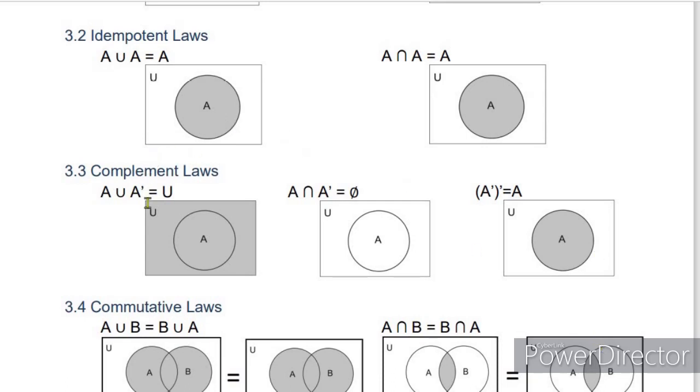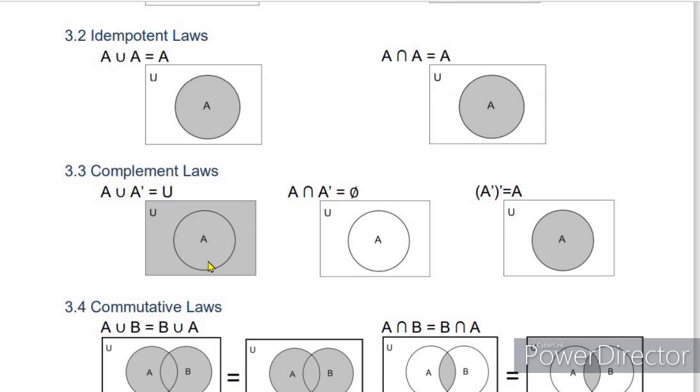Next is 3.3, complement laws. Here we will use a complement sign. A union the complement of A is equal to the universe. Why? Because we are referring to the union of all elements inside A, that's why it is shaded, and all the elements that are outside A, which belong to the universe or the universal set. So we will also shade all the elements outside A.